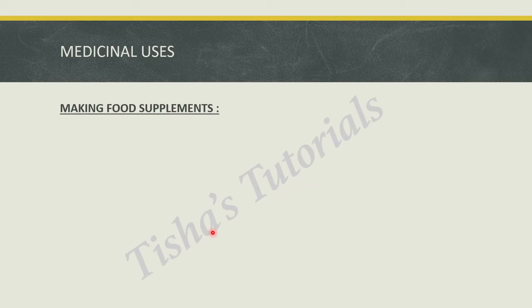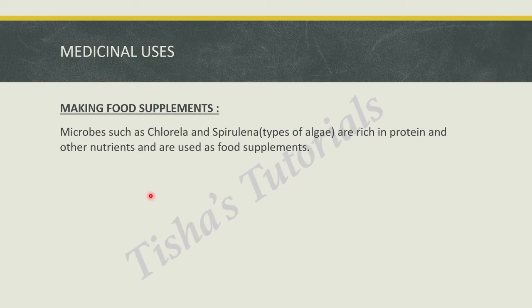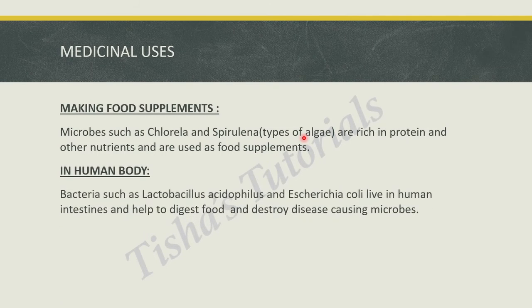Making of food supplements also involves use of microbes. Microbes such as chlorella and spirulina, which are types of algae, are rich in protein and other nutrients and are used as food supplements. In the human body, bacteria such as Lactobacillus acidophilus and Escherichia coli live inside the human intestine. They help us to digest food and destroy any disease-causing microbes which may have entered our body by mistake with food.